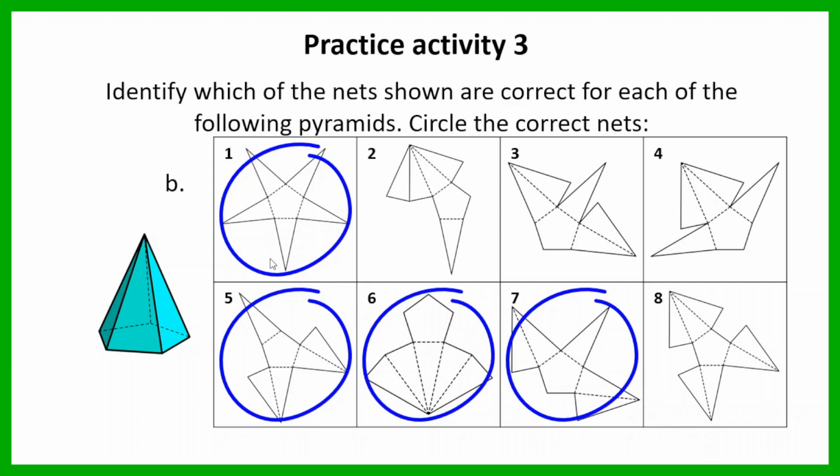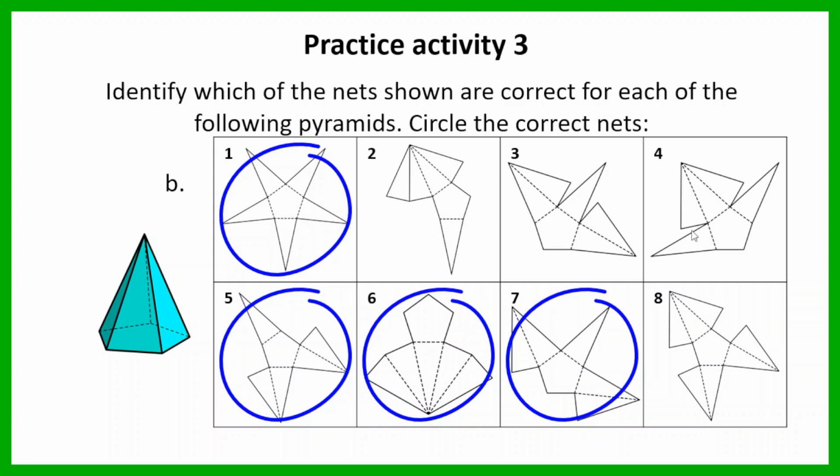So I need to quickly talk you through why the other ones are not correct. So in number 2, this face and this one over here, these two triangles, would end up overlapping if you were to try and build this. In number 3, we have even more overlapping happening. This one and that one and that one. All 3 of these triangles would end up overlapping.